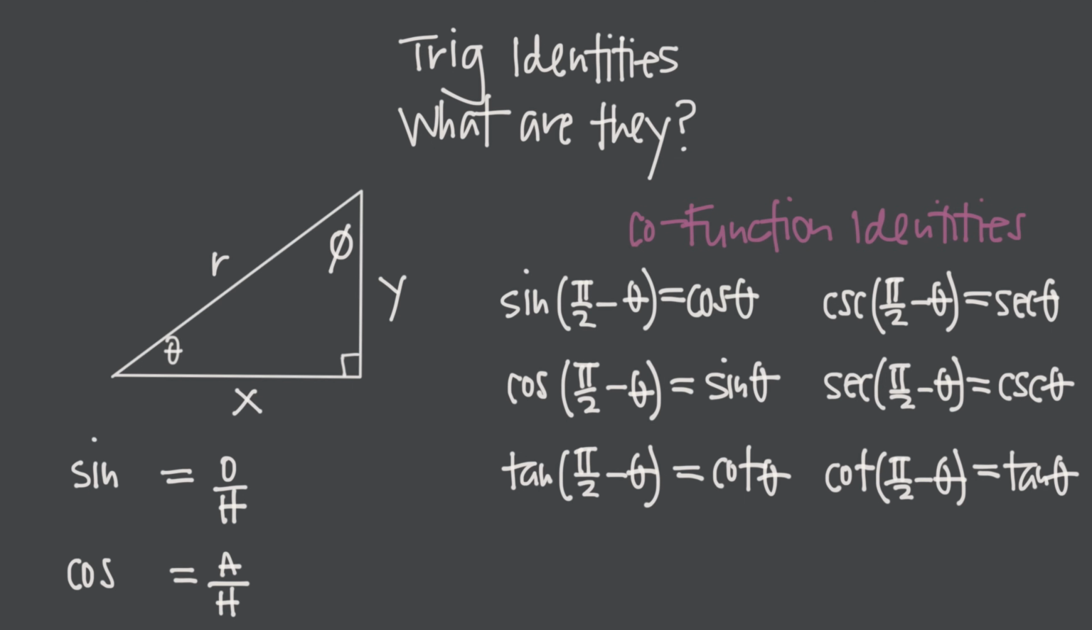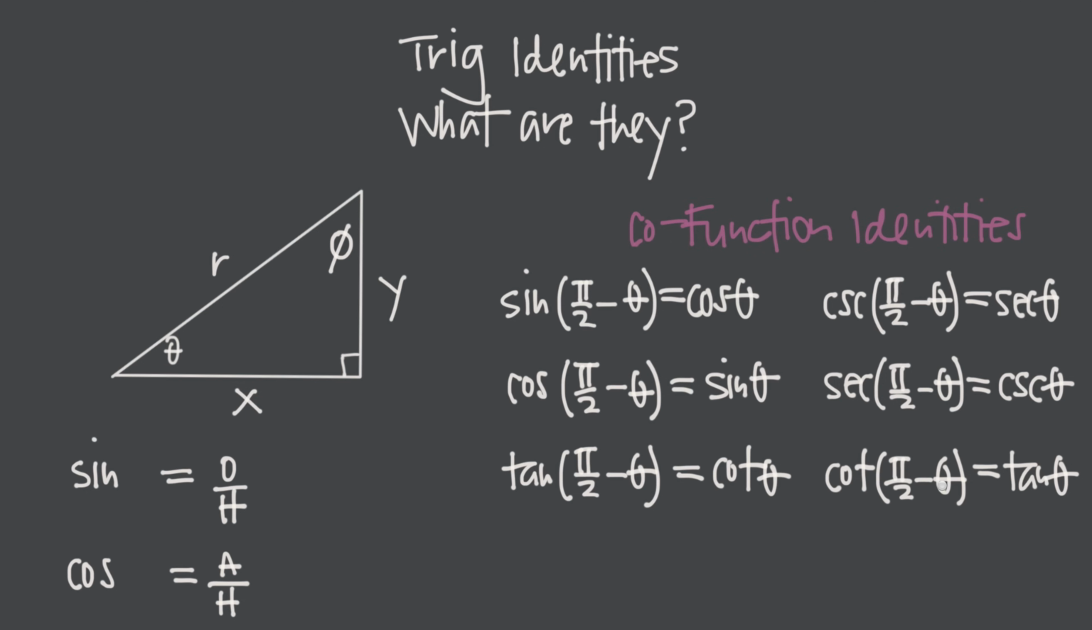The next set of identities that we want to talk about are the cofunction identities, which are these here. You'll notice first thing that I've arranged them in terms of sine, cosine, tangent down the left, and cosecant, secant, and cotangent down the right, which is, of course, what we normally do. In the case of cofunction identities, though, this is an exception where it helps us to arrange this table slightly differently.